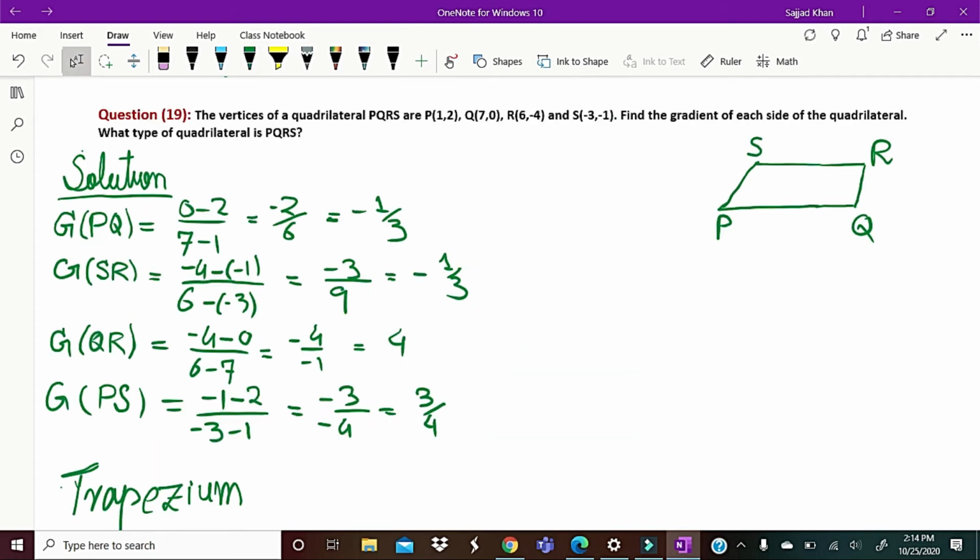Question number 19 says that again you are given the vertices of a quadrilateral PQRS, and find the gradients of each side of the quadrilateral and what type of quadrilateral that is. So the gradient of PQ is minus 1 over 3. The gradient of SR is minus 1 over 3. They are parallel. So it means PQ is parallel to SR. Now find the gradient of QR, which is 4, and PS, which is 3 over 4, and these are not parallel.